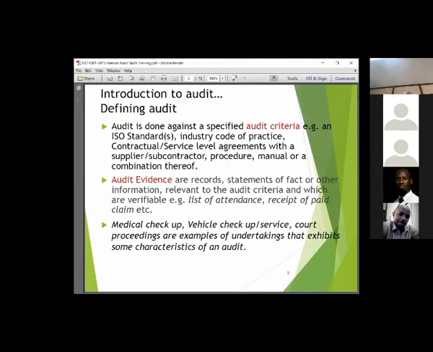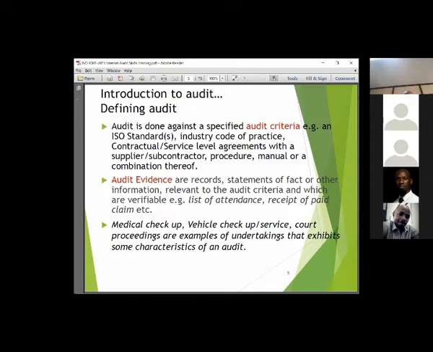I will continue with the definition of audit. Audit is done against a specified criteria. So the audit criteria is where the requirements are contained. It could be the ISO standards. For us here, we'll have ISO 9001 as one of our main audit criteria.